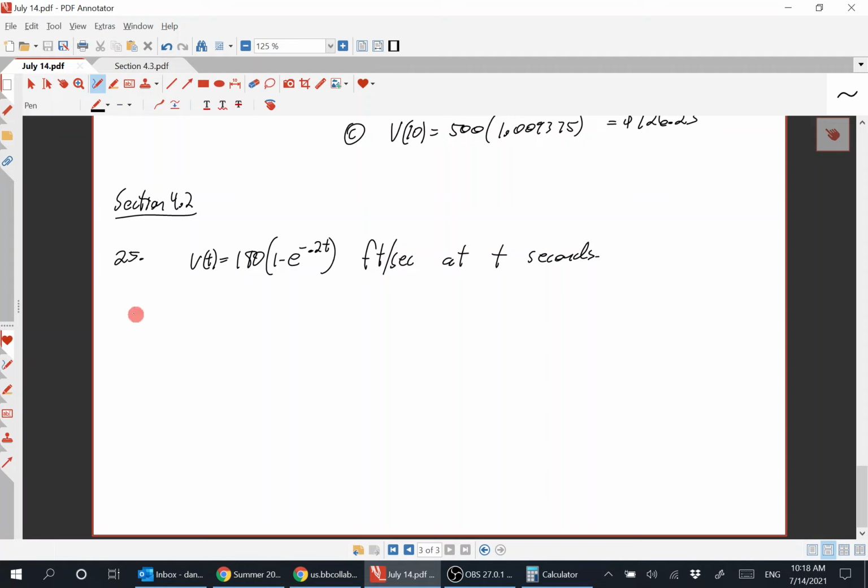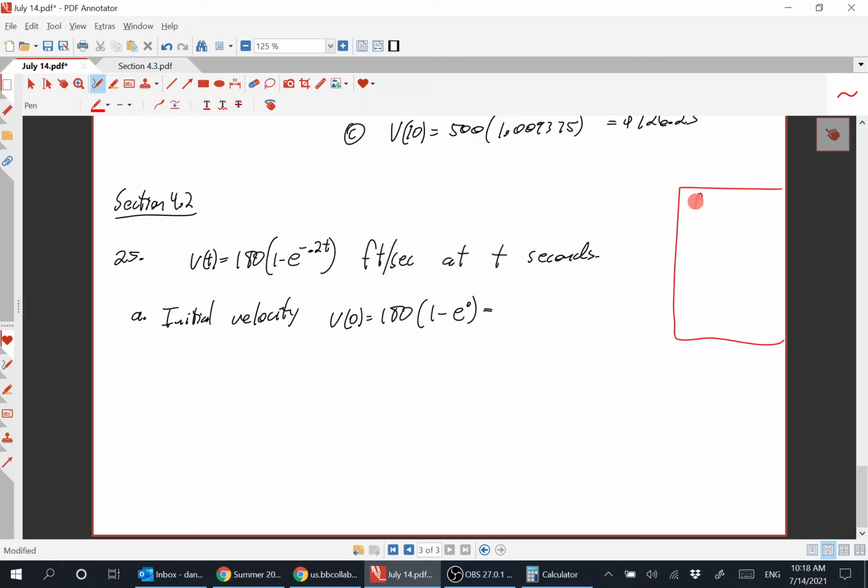Find the initial velocity of the skydiver, part A. So initial velocity, that would be v, the velocity at time 0. So that's 180 times 1 minus e to the 0. e to the 0 is what? Right, we discussed this a while ago. For any exponential function, if a is not equal to 0, then a to the 0 is equal to what? You'll remember?